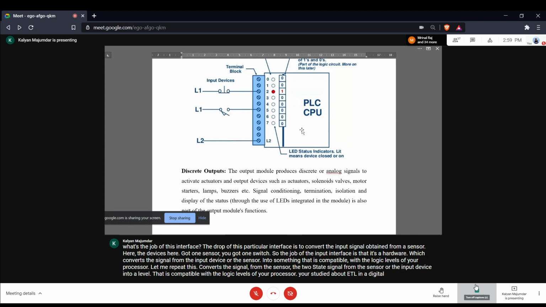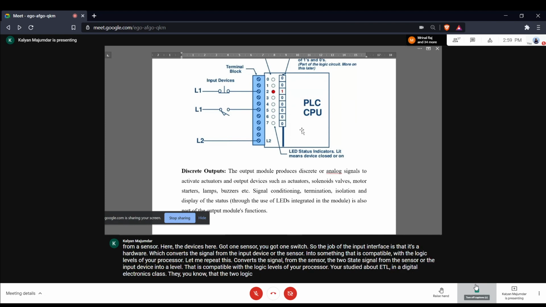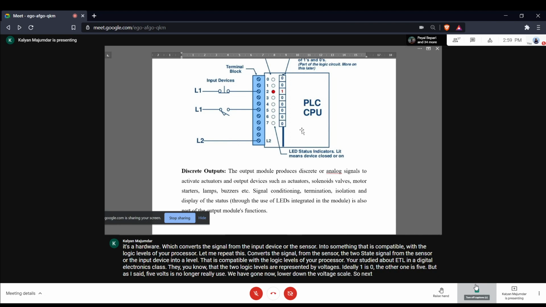You've studied about TTL in a digital electronics class. There you know that the two logic levels are represented by voltages. Ideally, one is 0, the other one is 5. But as I said, 5 volts is no longer in use. We have gone lower down the voltage scale. So next one is probably LVTTL, 0 and 3.3 volts. Now you have 0 and 1.8 volts. Fine. But say I've got a switch.